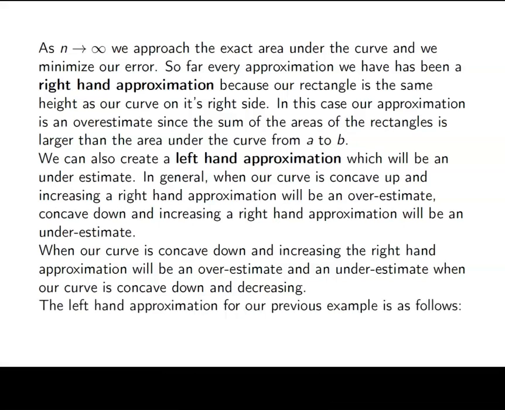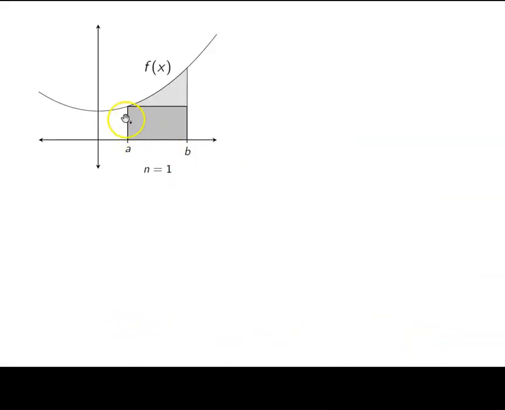So for our previous example, the left-hand approximation would look like this. Same curve, it's concave up and increasing. The light gray is the area under my curve. The dark gray is our left-hand estimate. So you can see when n equals 1, I have a rectangle that's a lot smaller than the full area under the curve, right?